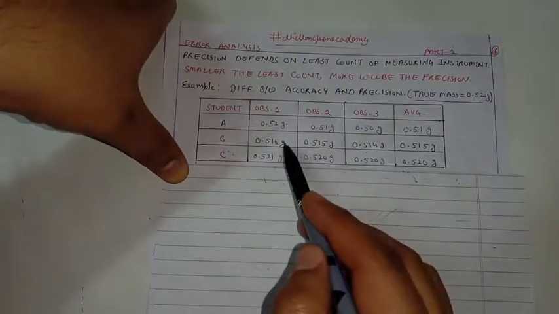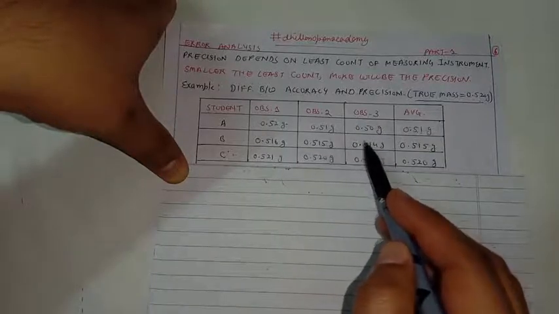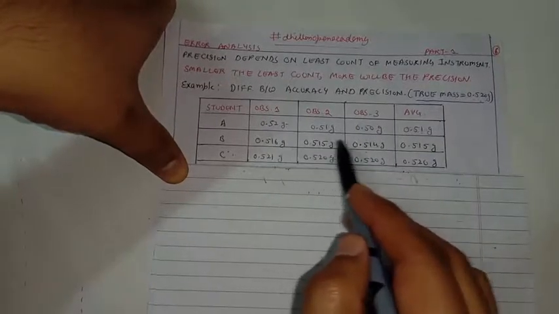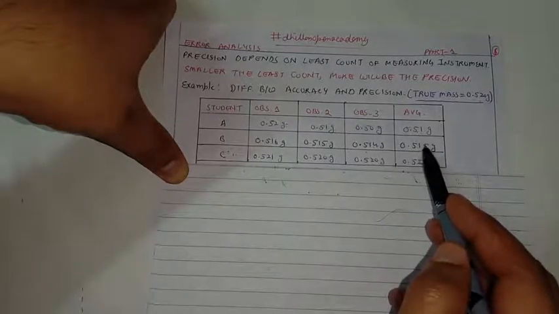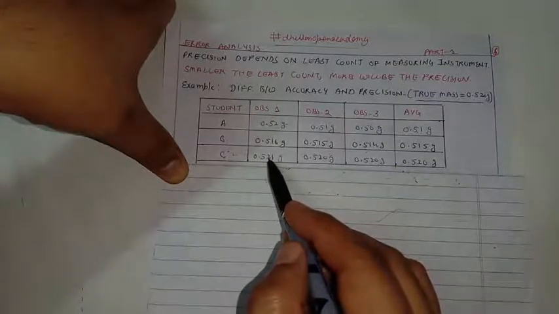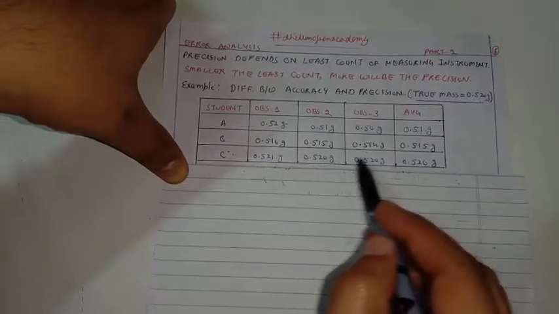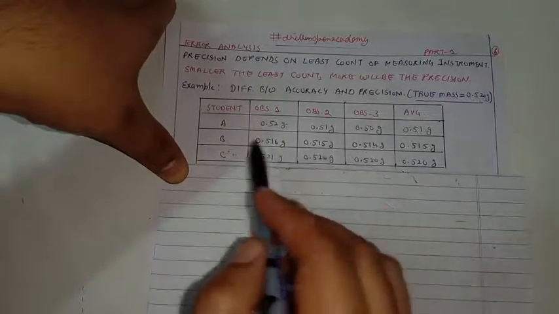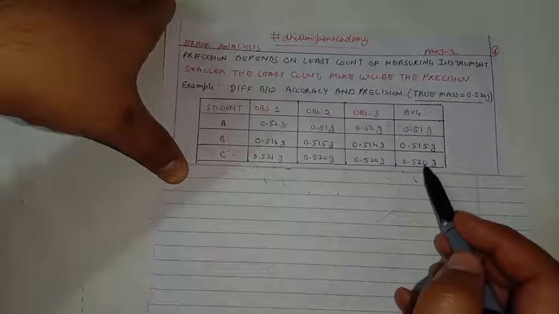Student B is expressing results as 0.516, 0.515, 0.514. All the 3 observations are very close to each other. Average value 0.515 gram. C is measuring the values as 0.521, 0.520, 0.520. They are also very close to each other. So values taken by B and C, they are precise. But if we take the average value of C, it is 0.520.